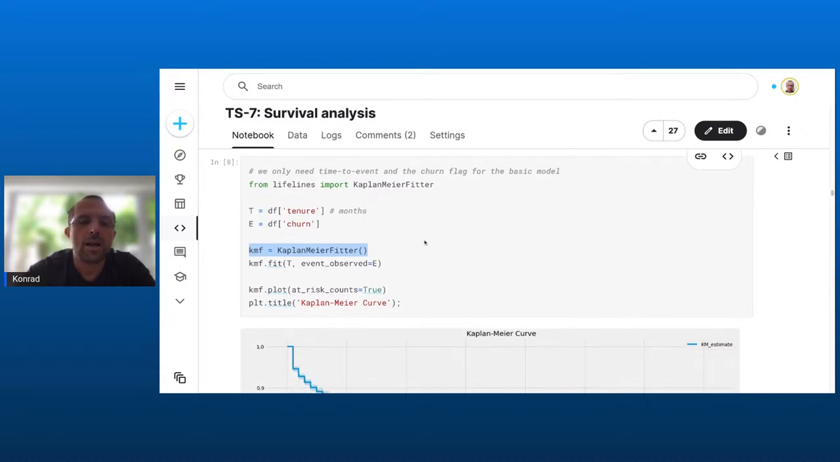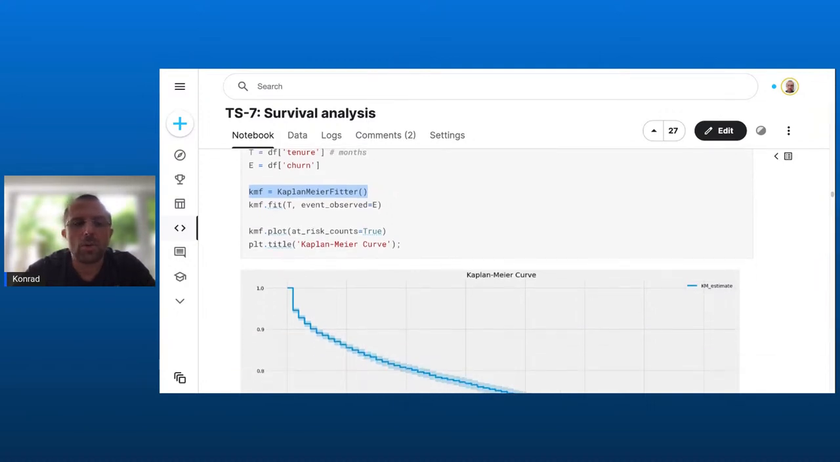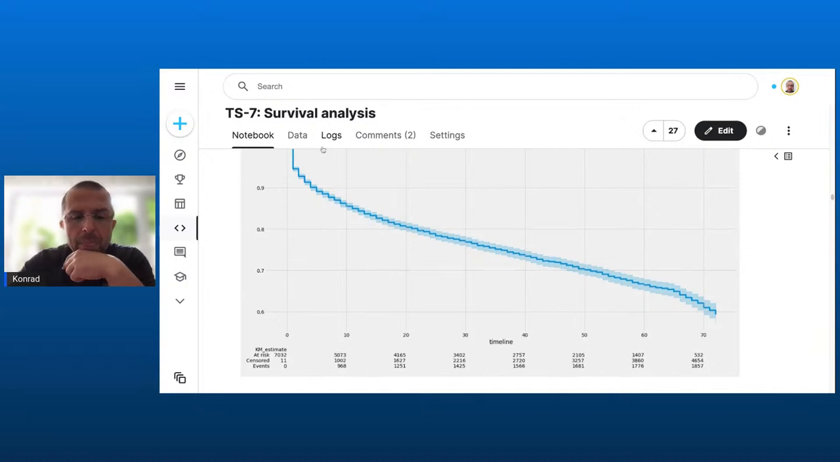That's why I installed it at the beginning. KaplanMeierFitter. If you've done one scikit-learn model in your life, then you know how that works going forward. And this is what we get.